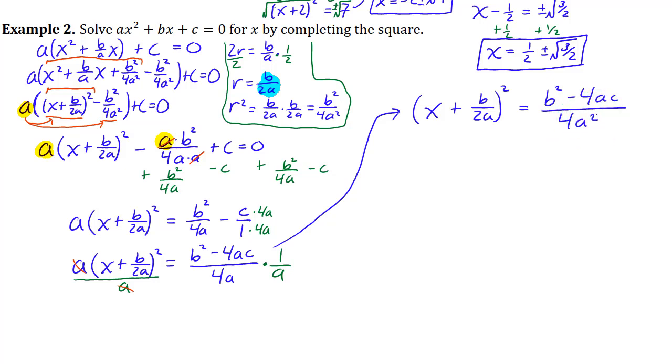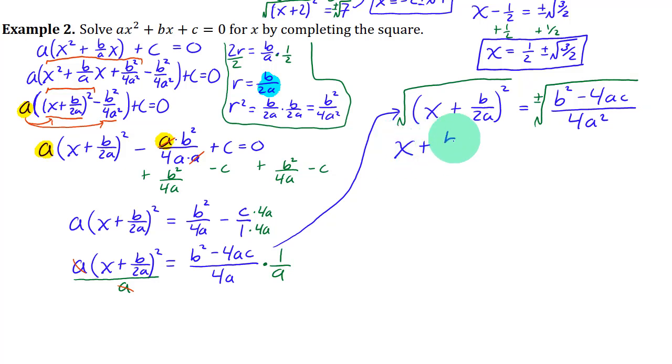All right, so now we can take the square root of both sides here to cancel out this squared business. We want to include a plus or minus on one side. And let's see, this is going to leave you with x plus b over 2a. On the other side, well, we're going to have the plus or minus square root of the top and the square root of the bottom too.